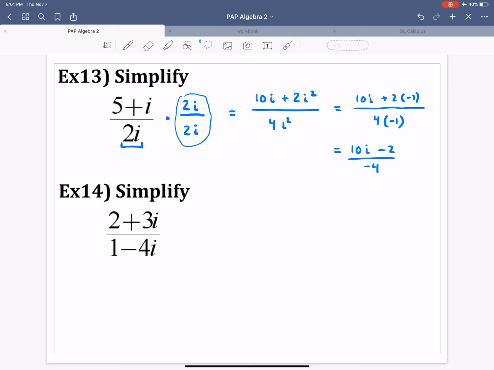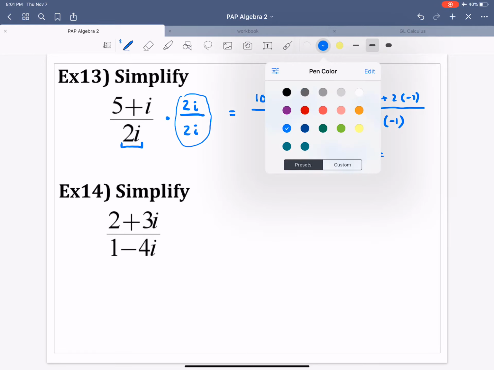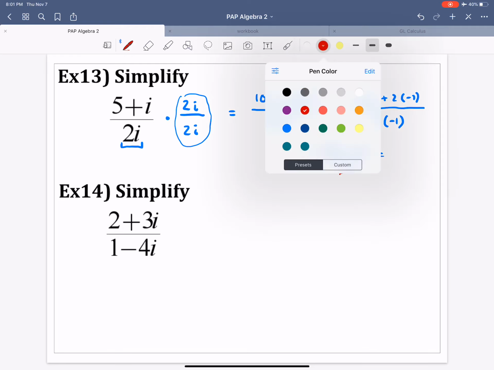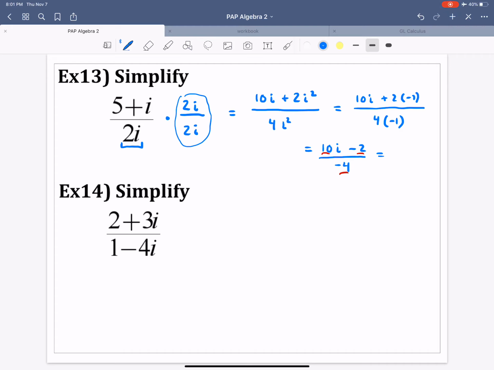Now if you really wanted to get fancy, which I know some of you do, especially those top gunners, notice how each one of these numbers is divisible by 2. Well, what we can actually do is factor out a 2, and we can rewrite that as 5i minus 1 all over negative 2. That is big baller status right there. If you get all the way to that, that is really impressive. Your teacher's going to really like that. All right, that was a pretty simple problem because notice this denominator was just an imaginary part.